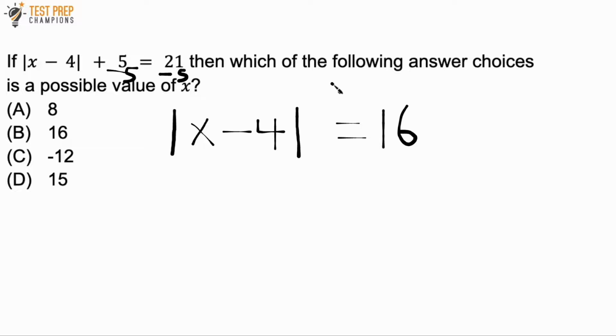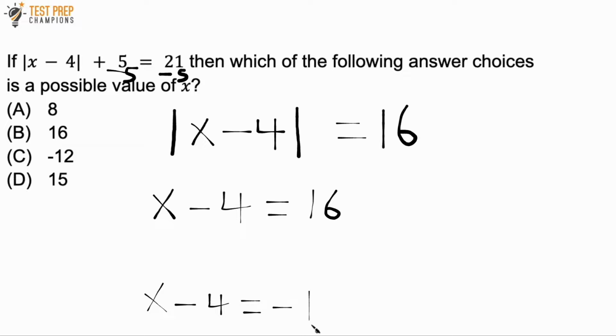Now the key to remember for absolute value questions like this is that you have to solve for both the positive and negative values of what's between these two vertical lines right here. And if you're not sure what I mean by that, let me show you. So we're going to have to do x minus 4 equals 16 and solve this for x. Then we're also going to have to do x minus 4 equals negative 16. So this is what I mean.